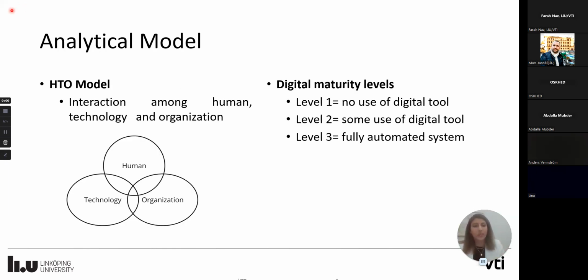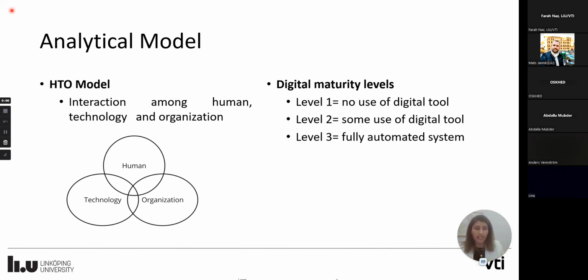The analytical model that I have used to analyze the data is the HTO model, which is basically a human, technology, and organization model. I will just briefly talk about it: it shows how interaction takes place among human, technology, and organization. And the other model that I have used is digital maturity levels. There are 3 levels, which we can call maturity levels.